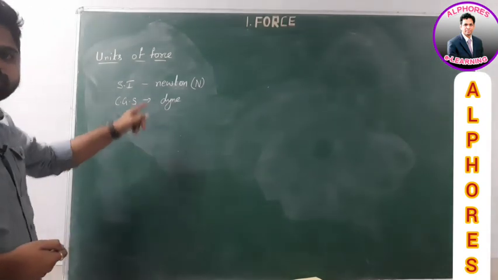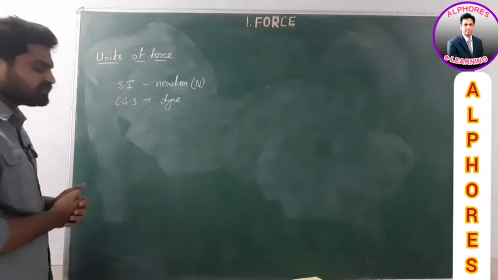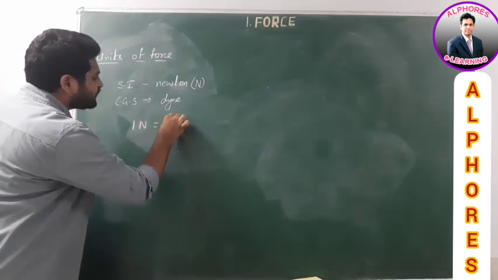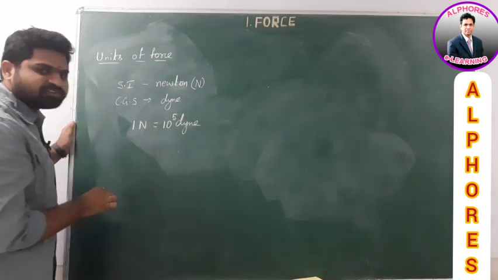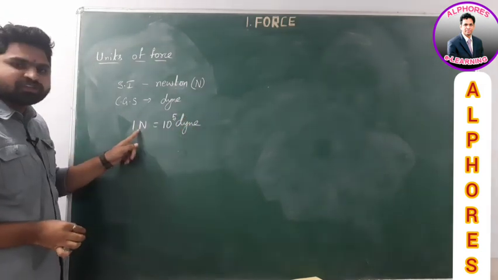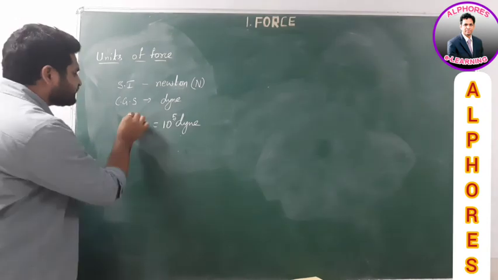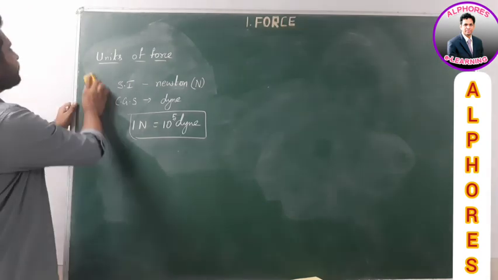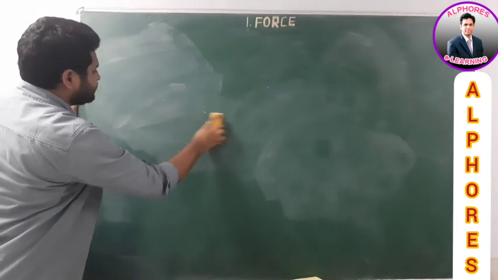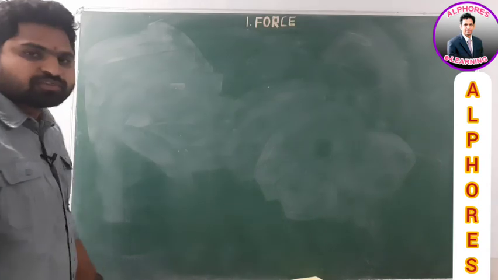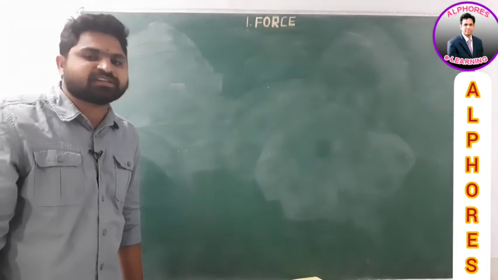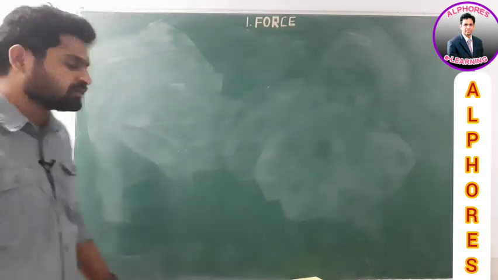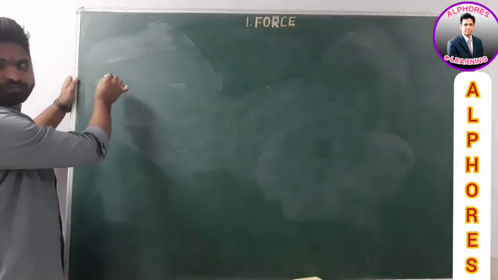Now I will give the relation between Newton and dyne also. 1 Newton is equal to 10 power 5 dyne. This is the relation between the SI unit of force and the CGS unit of force. I hope you understand this concept. Now I will move into the next concept. So the thing is, force is expressed in terms of Newton in the SI system and in terms of dyne in the CGS system. Now, effects of the force.